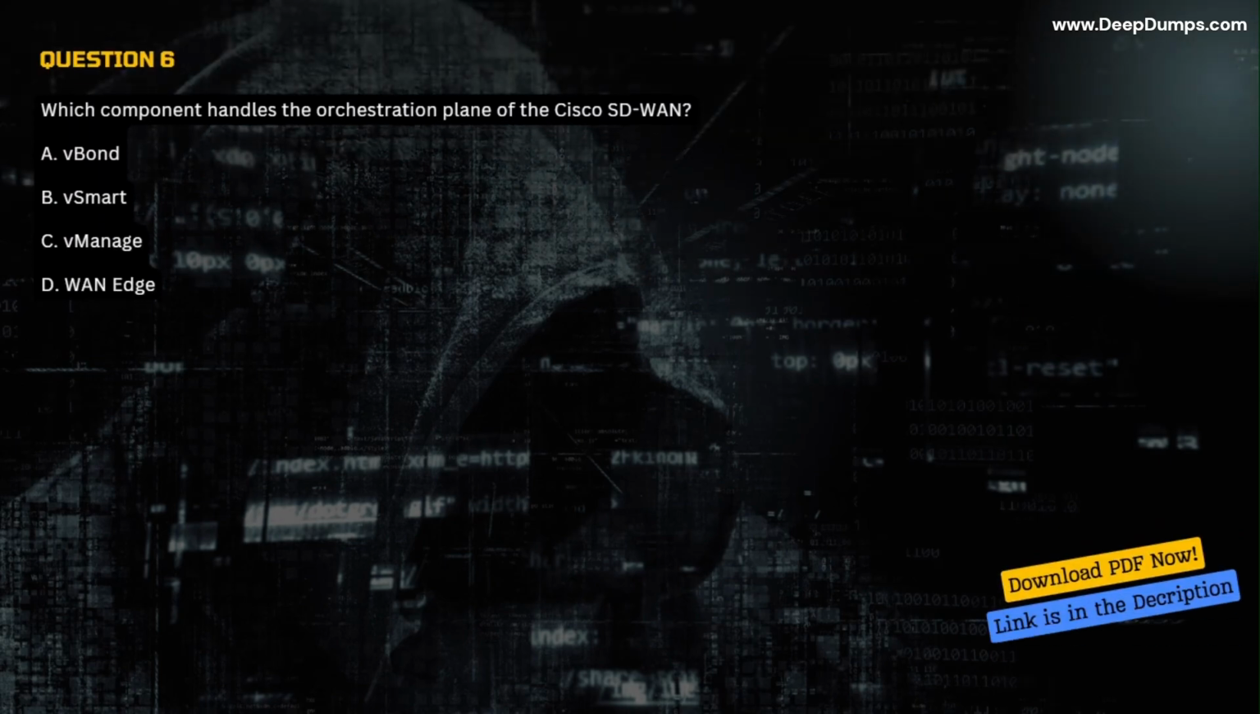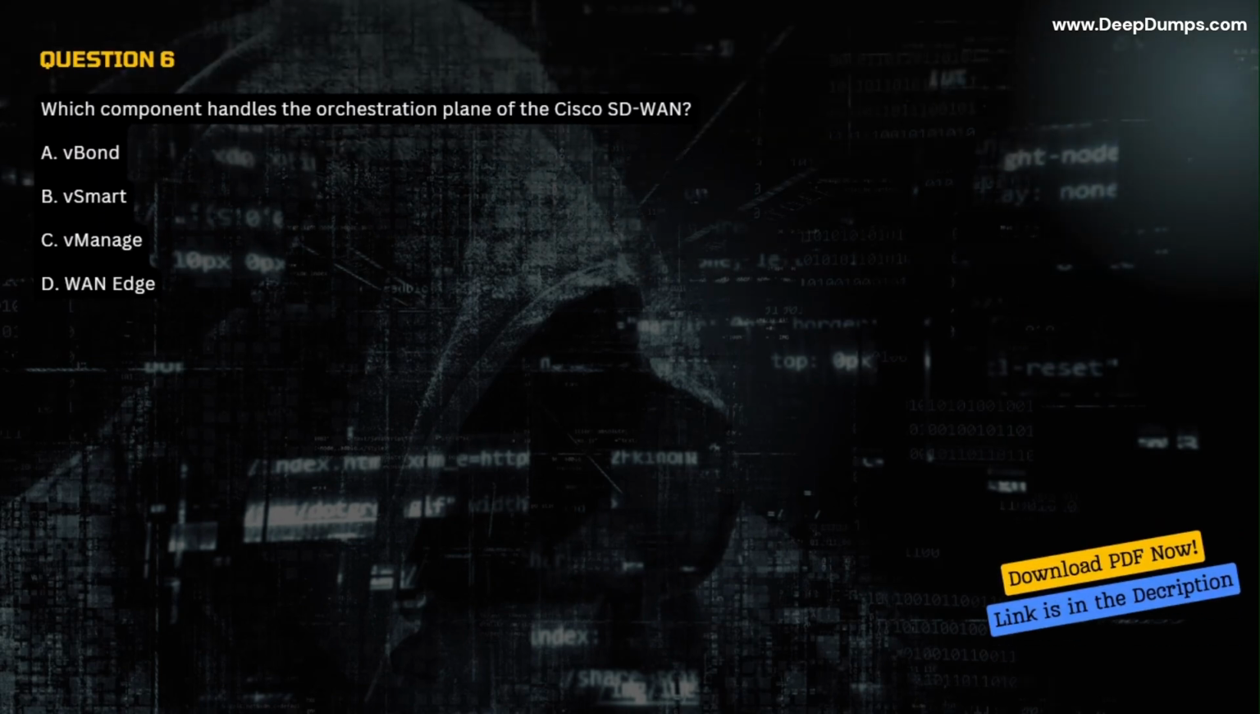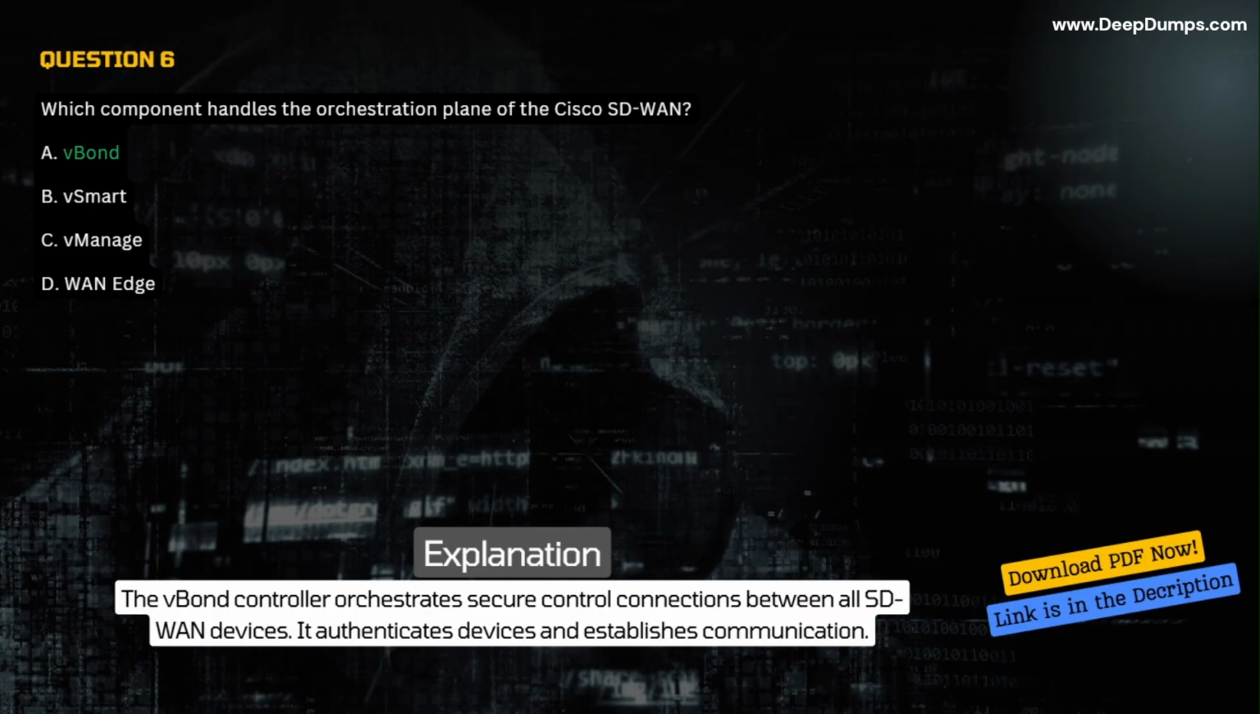Question 6. Which component handles the orchestration plane of the Cisco SD-WAN? A. vBond. B. vSmart. C. vManage. D. WAN Edge. Correct answer A. vBond. Explanation. The vBond controller orchestrates secure control connections between all SD-WAN devices. It authenticates devices and establishes communication.